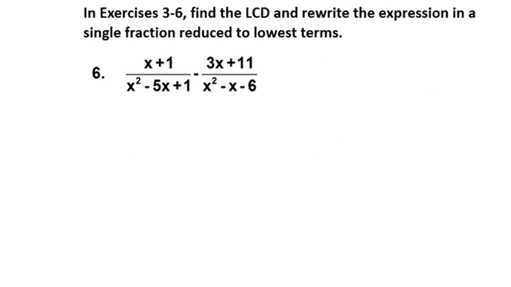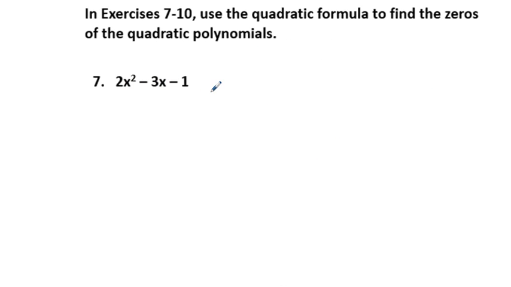Okay, next. Another problem. Exercises 7 through 10, use the quadratic formula to find the zeros of the quadratic polynomials. And to find the zeros, we have this 2x squared minus 3x minus 1. To find the zeros, it's like we're making an equation setting this quadratic trinomial equal to 0.